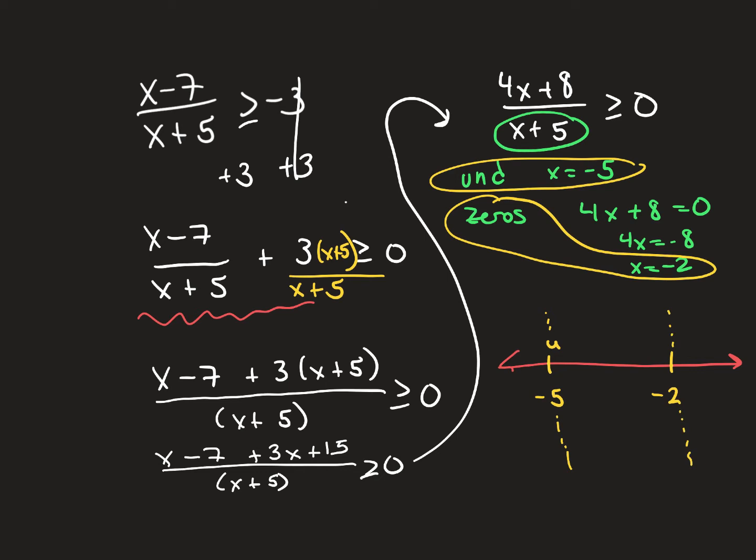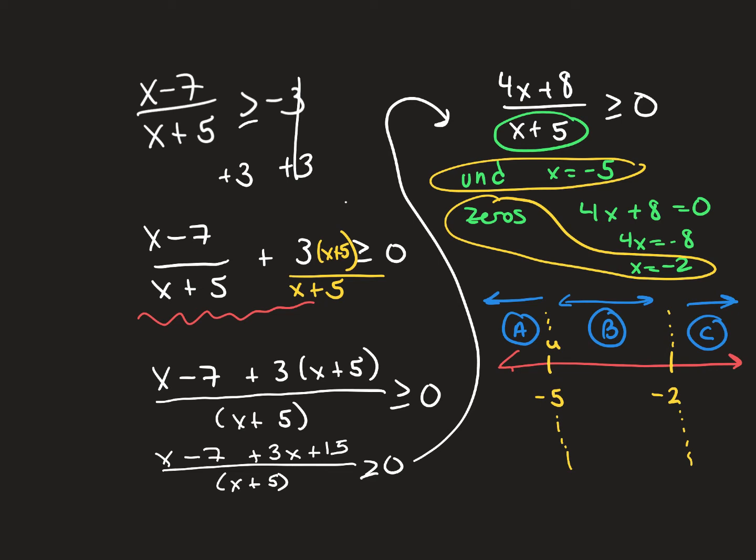So I essentially have this now broken into 3 parts. I have this first part, region A, which is numbers smaller than negative 5. Then I have region B, which is all the numbers between negative 5 and negative 2. And then part C, all the numbers that are bigger than negative 2. So you have these 3 regions.